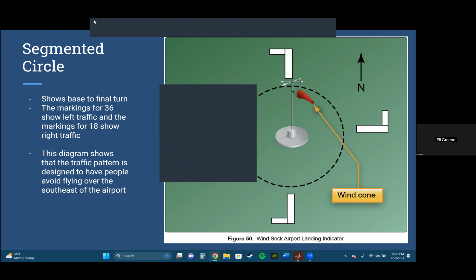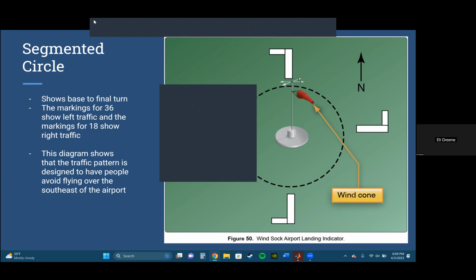Does that make any sense? Yeah, so then you land and then you have this leg, which is called your upwind. And if you're staying in the pattern, then you can turn right. You're locked in this space, and that's called crosswind. And then you turn right to your downwind.